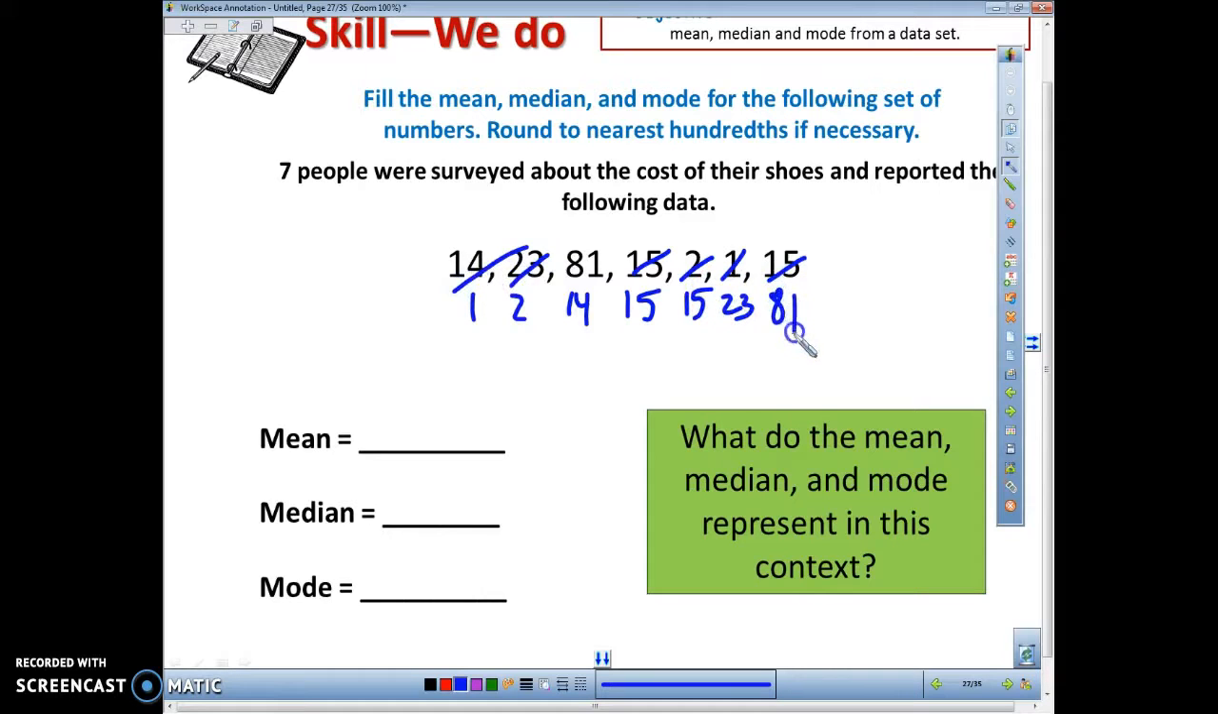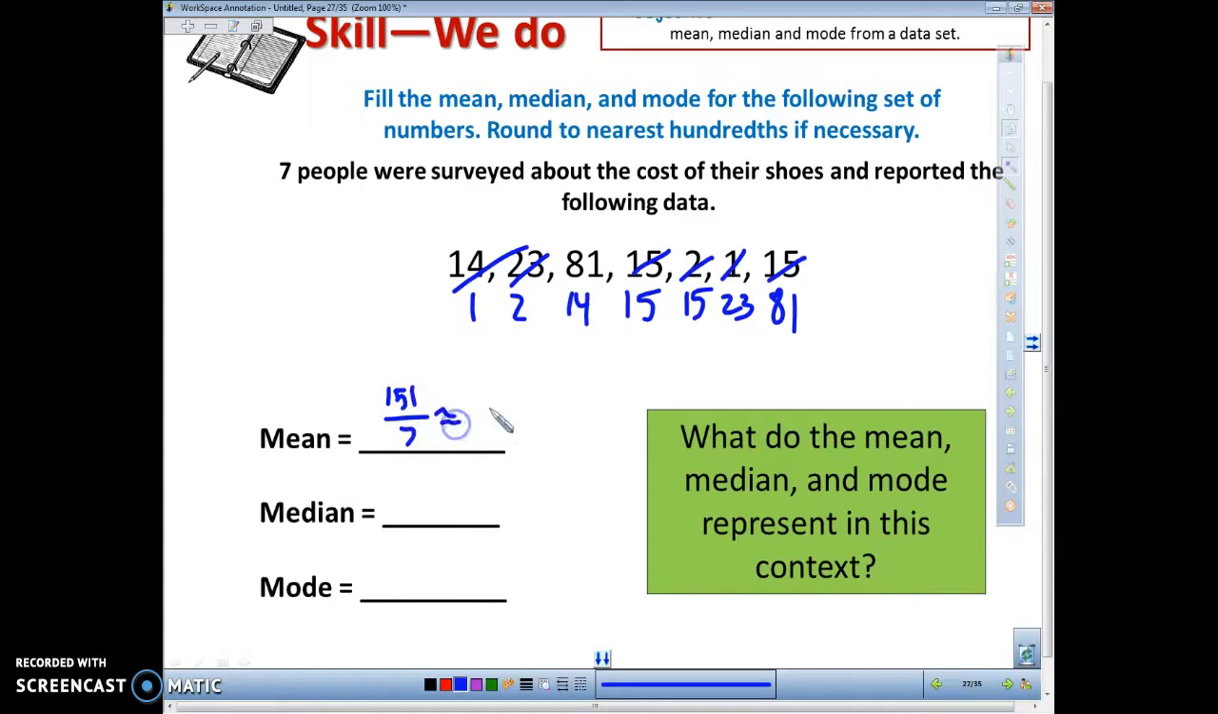23 and 81. So here are my numbers in order, and I want to calculate the mean. I'm going to add up all of these values and divide by 7. Let's get out our calculators. 1 plus 2 plus 14 plus 15 plus 15 plus 23 plus 81 should give you 151. And we're going to divide that value by 7.